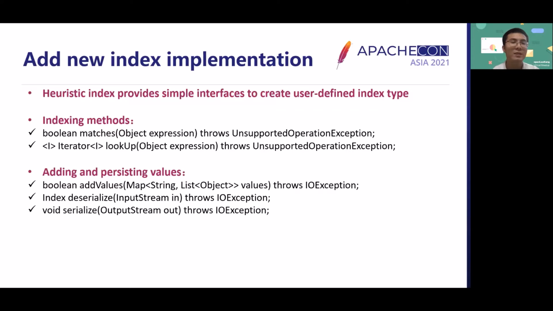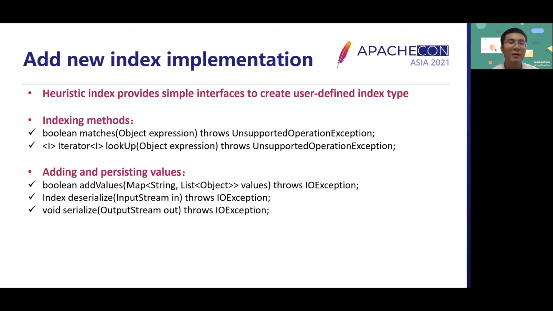Finally, there are several commands that we can use to add new index implementations. Actually, openLooKeng heuristic index provides simple interfaces to create user-defined index types. We cut the user-defined index type into two components. One, we have to implement the indexing methods, and the other, we have to implement adding and persisting values. For the indexing methods, we have to implement two methods. One is matches, and the other is lookup.